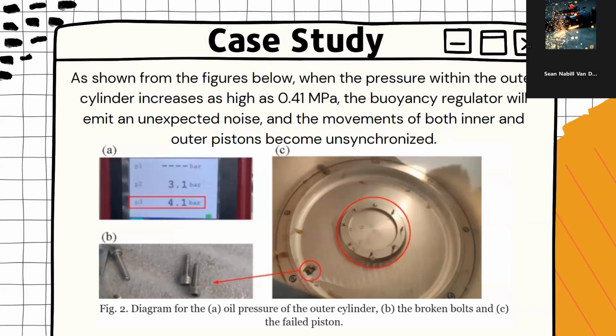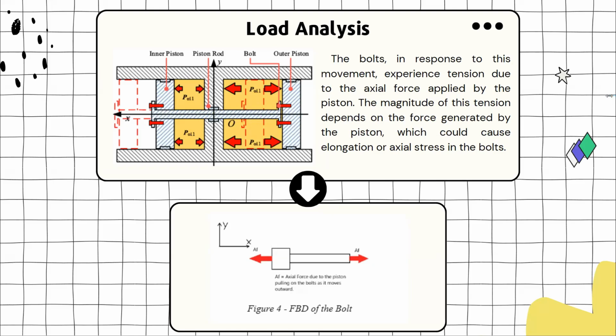With the use of simulations, we can conclude that the cylinder failure is mainly due to shape defects and applied pressure, therefore stiffening the cylinder connections. So now we're going to the load analysis. By looking at this figure, we know that if the piston moves upward, it generates axial force along the x-axis, pulling on the bolts and causing them to experience tension. This force commonly happens in hydraulic systems and leads to axial stress or elongation in the bolts depending on the magnitude of the force.